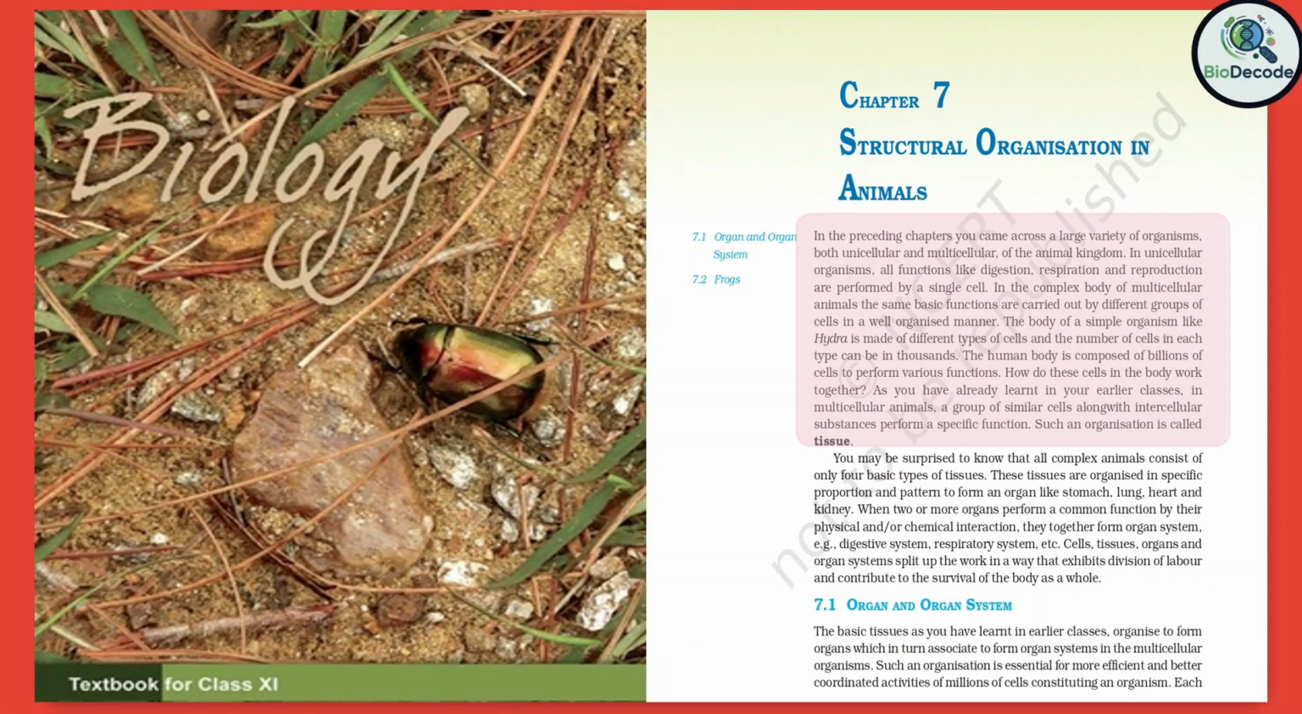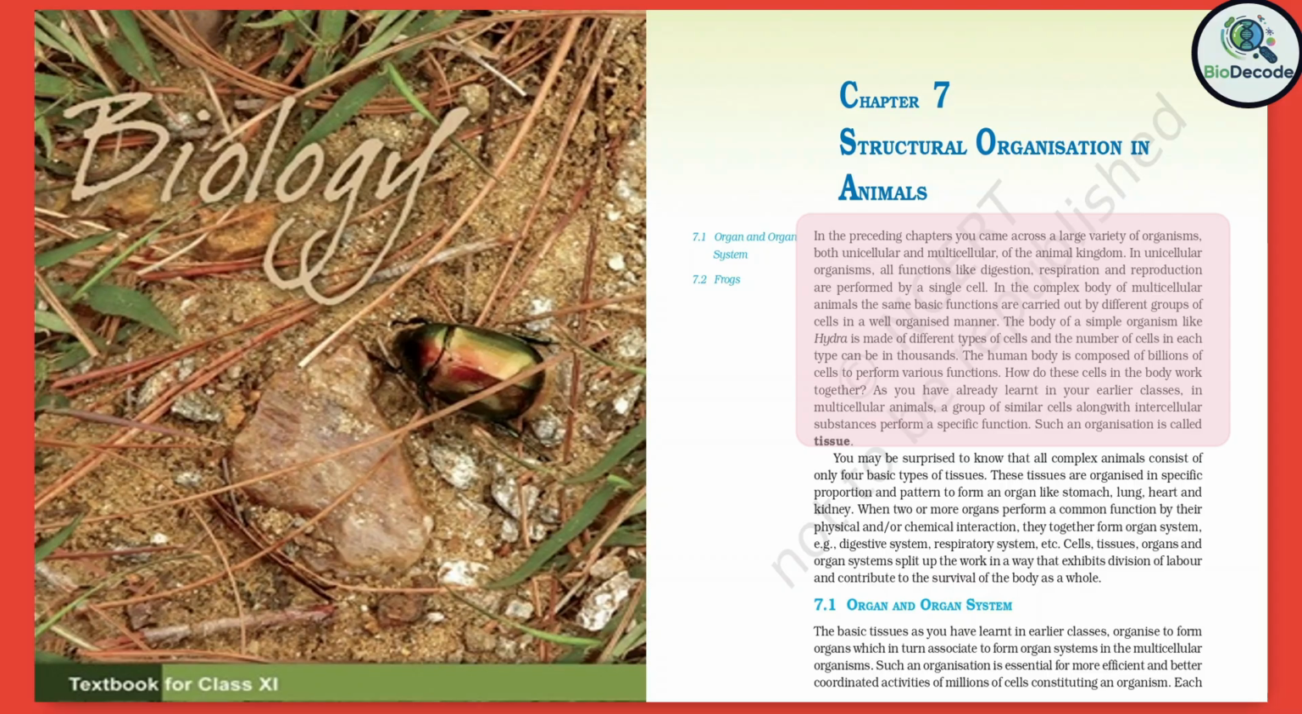In the preceding chapters, you came across a large variety of organisms, both unicellular and multicellular, of the animal kingdom. In unicellular organisms, all functions like digestion, respiration, and reproduction are performed by a single cell. In the complex body of multicellular animals, the same basic functions are carried out by different groups of cells in a well-organized manner. The body of a simple organism like Hydra is made of different types of cells, and the number of cells in each type can be in thousands. The human body is composed of billions of cells to perform various functions.